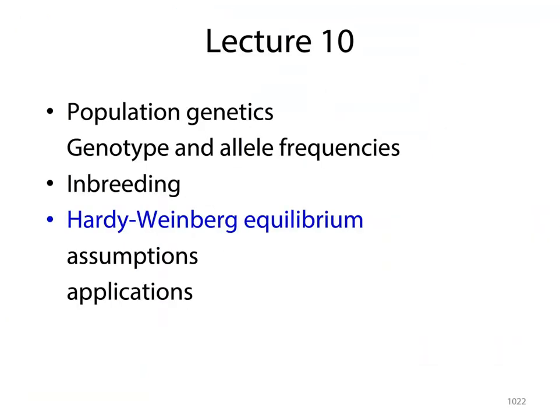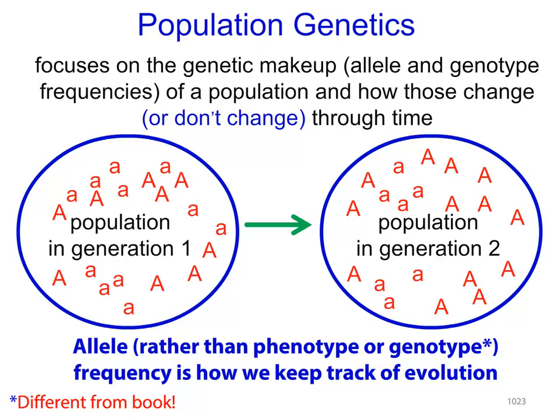Speaking of Hardy-Weinberg, it's time for us to dive into that portion of lecture. The first thing we're going to do is define it, talk about the assumptions, and then talk about why this is actually used in science today. As we've discussed, population genetics focuses on the genetic makeup, so allele and genotype frequencies of a population, and how those either change or don't change through time. So we're going to focus on allele rather than phenotype or genotype frequency as how we keep track of evolution. And I guess this is different from what's in the book. So for us, we're just going to focus on the alleles. Because again, we've said this before, evolution is changing gene frequencies through time, and we're keeping that consistent.